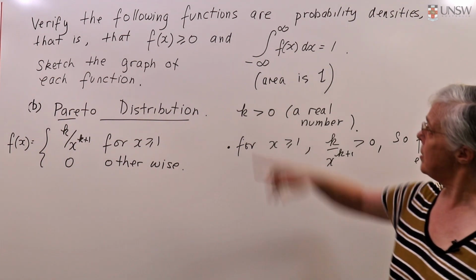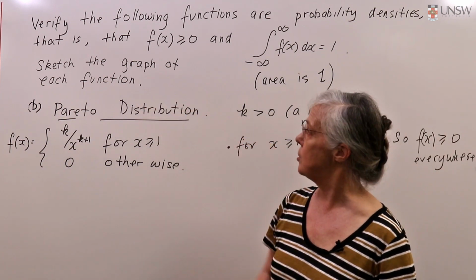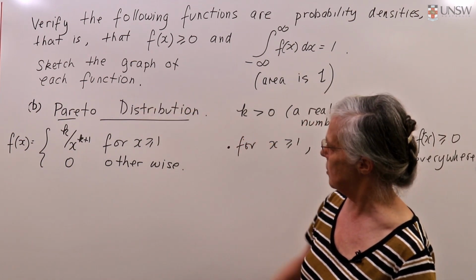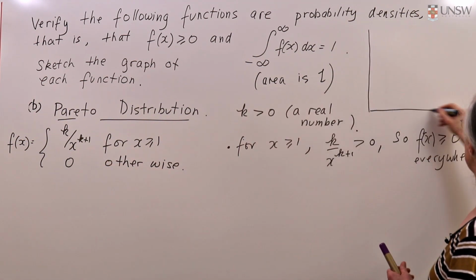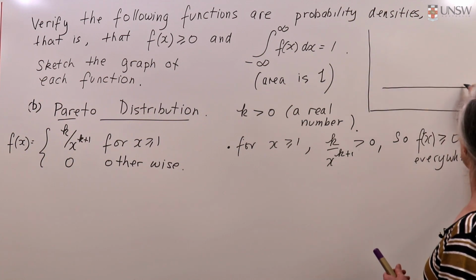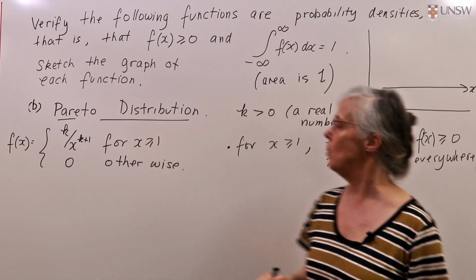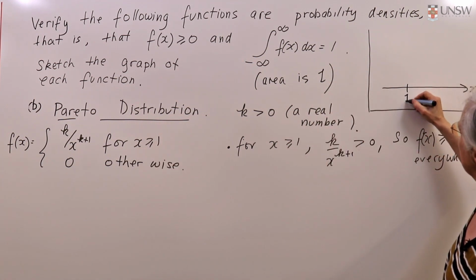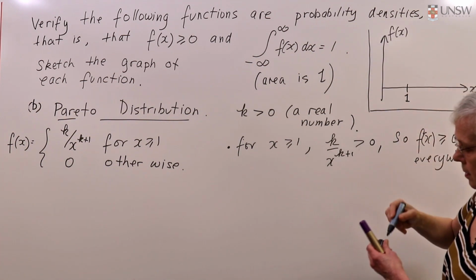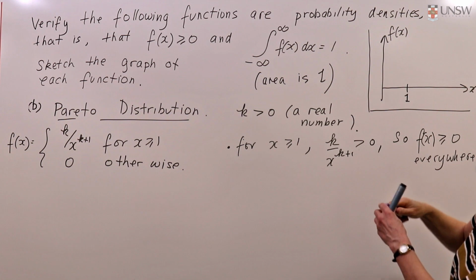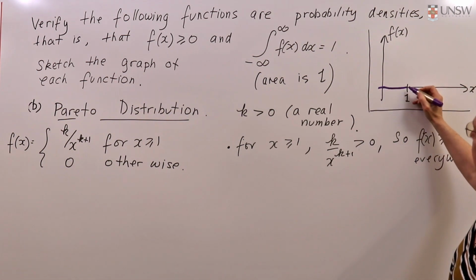Okay, so the next thing we need to show is the area under this curve is 1, and I suggest we sketch the graph of the function first. So what does this look like? Let's draw it in this little box up here. Okay, here's our x-axis. The density function is going to be 0 when x is less than 1. So we need 1 here. So our density function is 0 here.